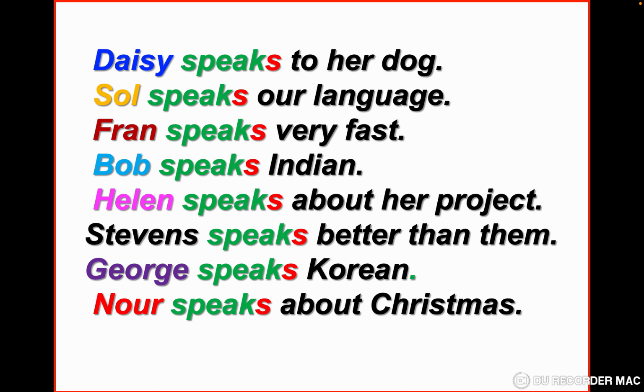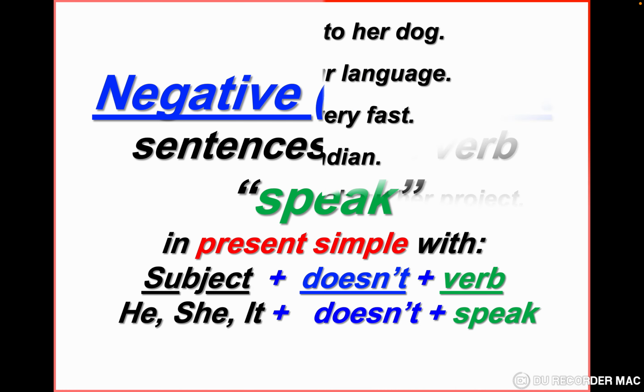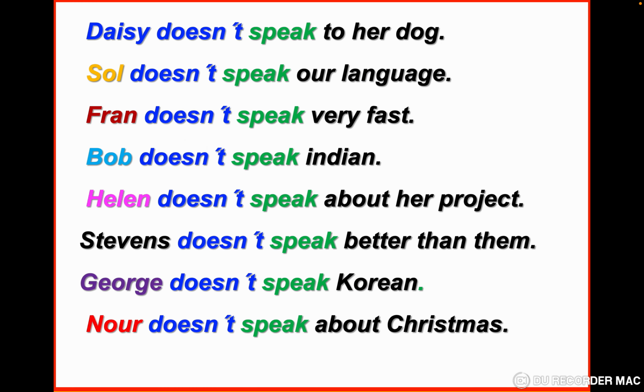So let's see these examples in the negative form. Daisy doesn't speak to her dog. Saul doesn't speak our language. Fran doesn't speak very fast. Bob doesn't speak Indian. So Indian with capital letter because it's a language, it's a printing mistake. Helen doesn't speak about her project. Stevens doesn't speak better than them. George doesn't speak Korean. Noor doesn't speak about Christmas.